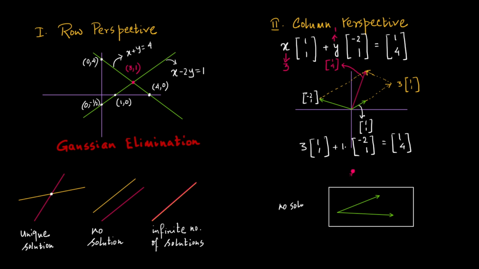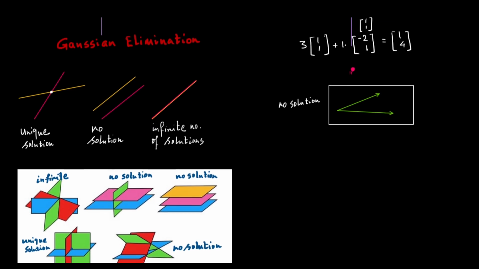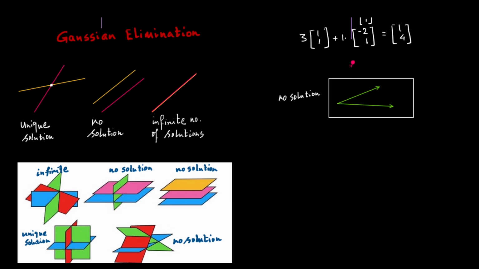There will be no solution if your vectors or columns, or the column perspective, looks like this. Now, again, it may happen that the 2 vectors are coinciding like this, and my right hand side vector, that is the pink vector, also coincides with these 2, something like this.